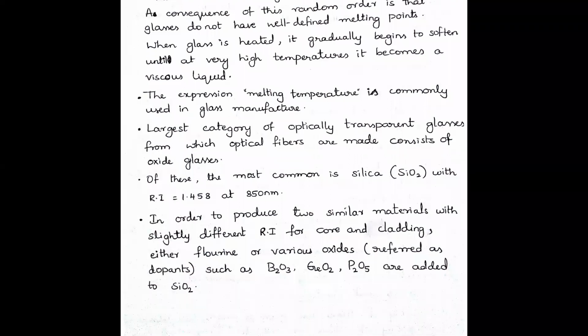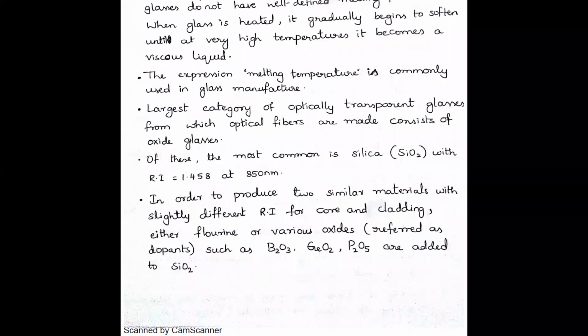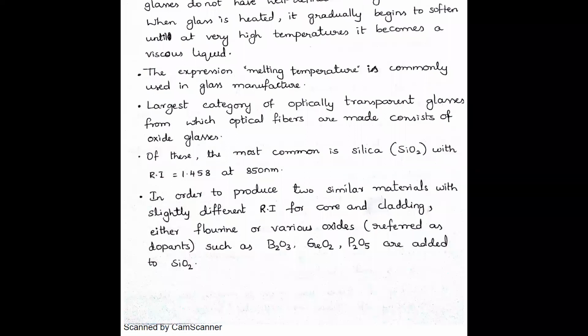So pure silicon dioxide is of no use, so we need to add some dopants to that in order to change the refractive index. These are some of the dopants mentioned here: B2O3 boron trioxide, GeO2 germanium dioxide, P2O5 phosphorus pentoxide. These are the dopants that can be added to silicon dioxide in order to change the refractive index profile of the optical fiber that is made up of glass.